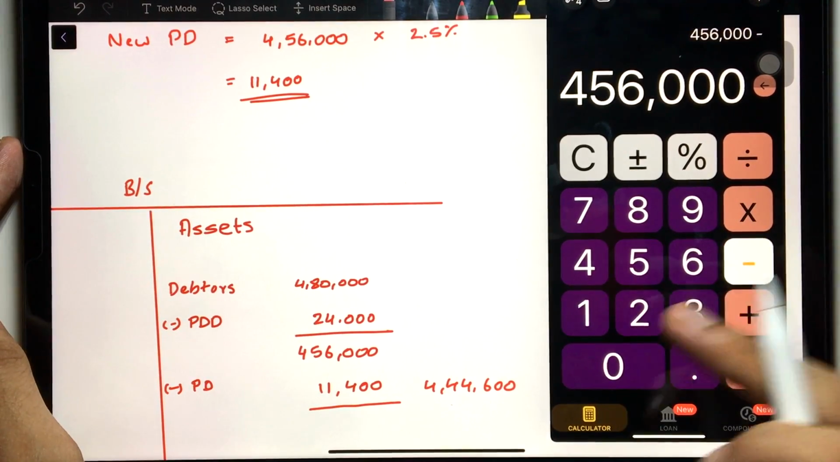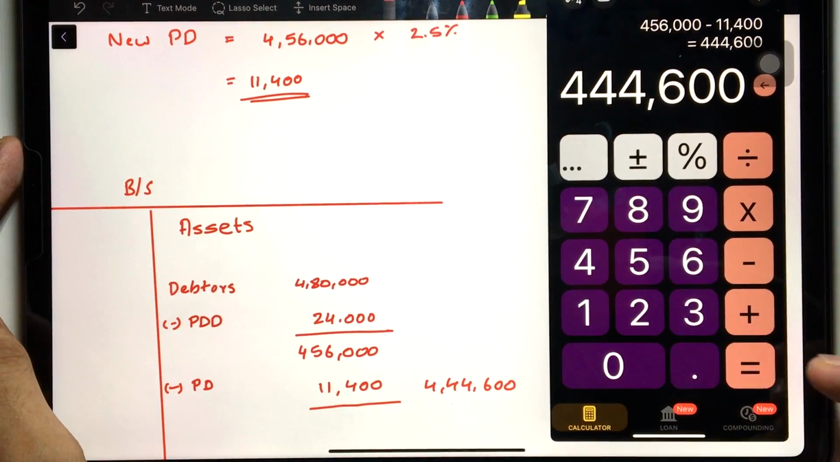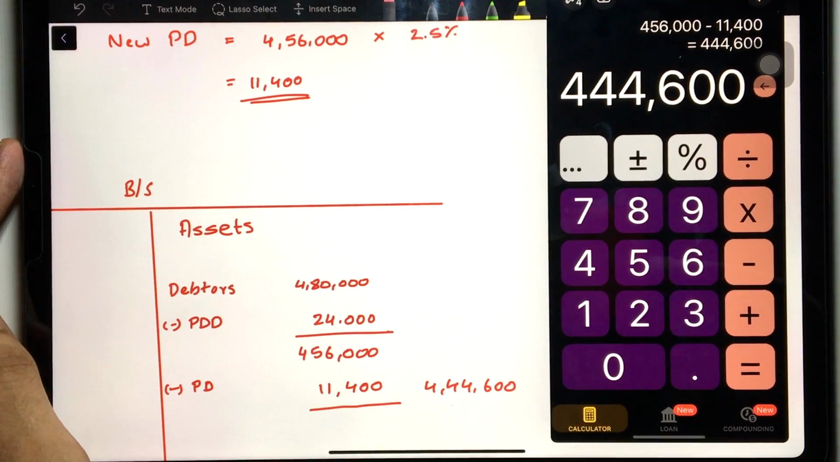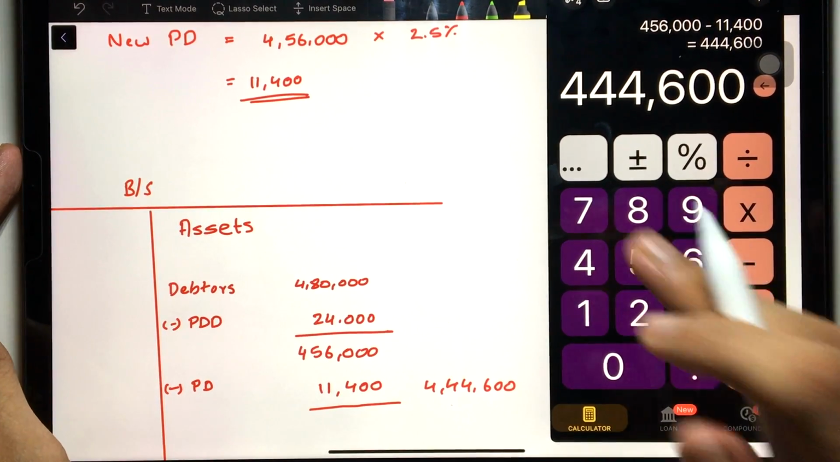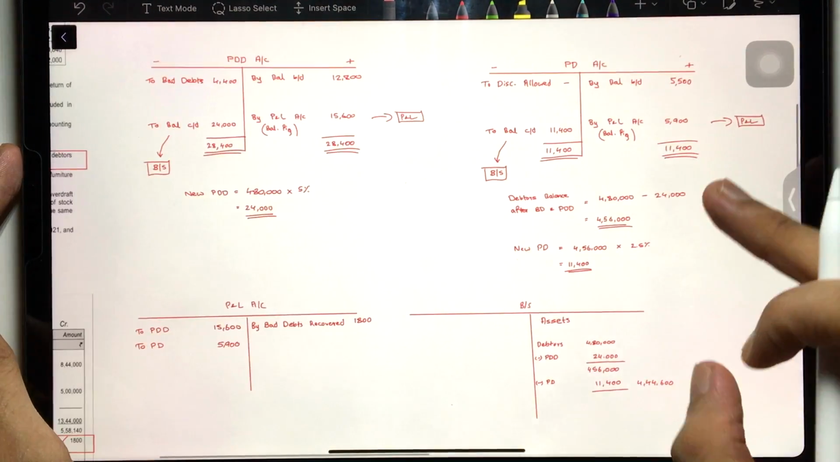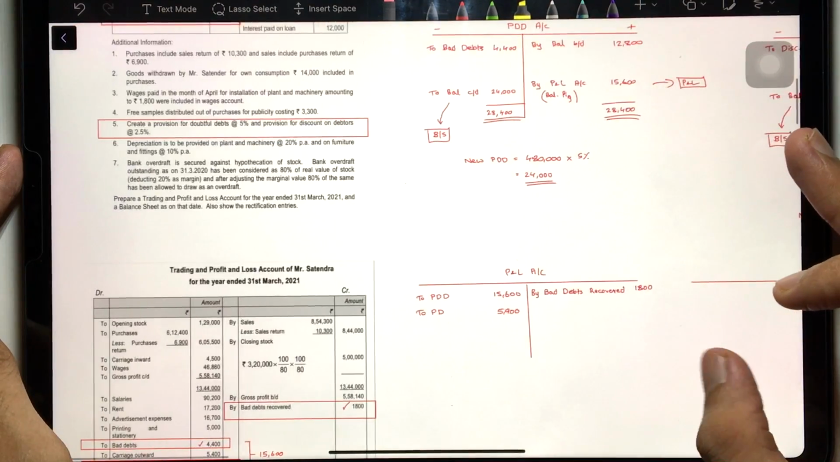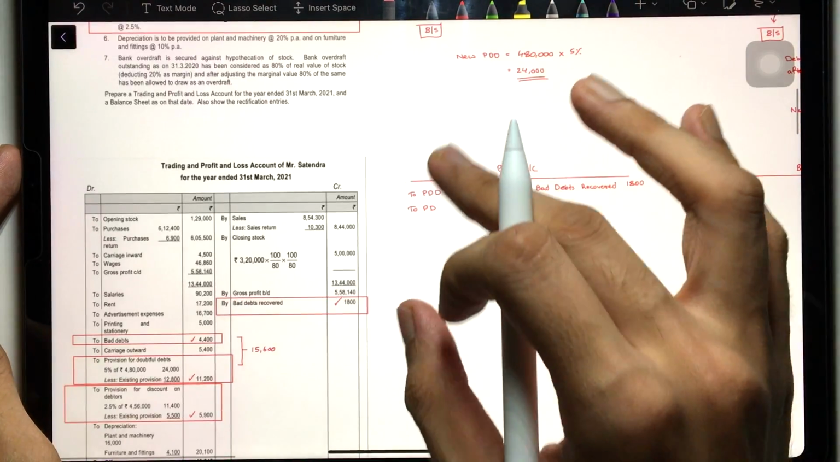4,56,000 minus 11,400. That's equal to 4,44,600. Is that clear? Simple. You understood this, right? Now let me just show you the solution of the RTP only. See here what they have done.